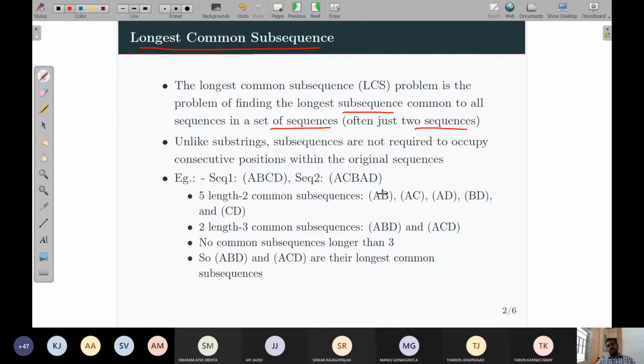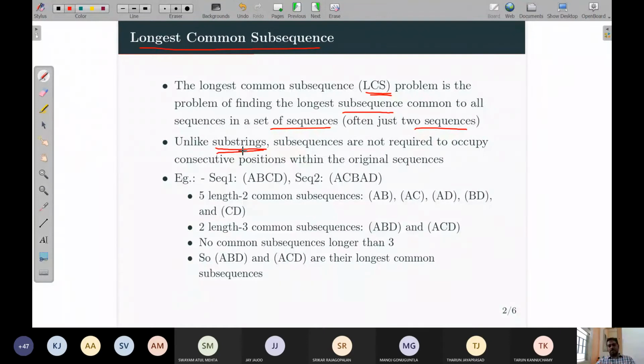Out of these, you have to find the longest common subsequence. There will be many common subsequences, but just one longest common subsequence. You have to identify the length of the longest common subsequence, and also, if possible, find the sequence as well. It is not a substring problem. Substring and subsequence are different.